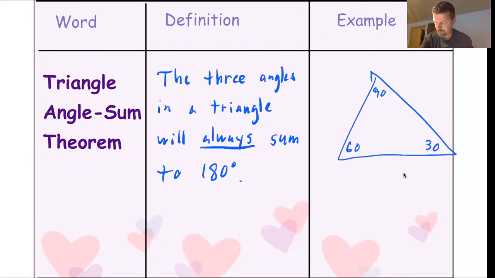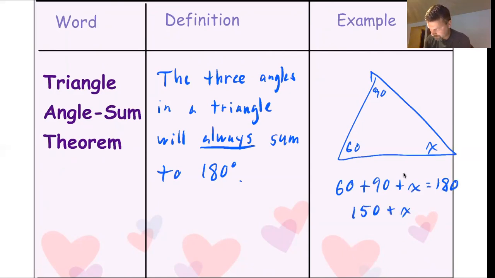I could show this algebraically if we like. Let's call that X. We would know that 60 plus 90 plus X would have to equal 180, and we could solve it with algebra. 150 plus X has to be 180, subtract 150 from both sides, X would have to be 30 degrees. All right, so triangles always add up to 180 degrees.